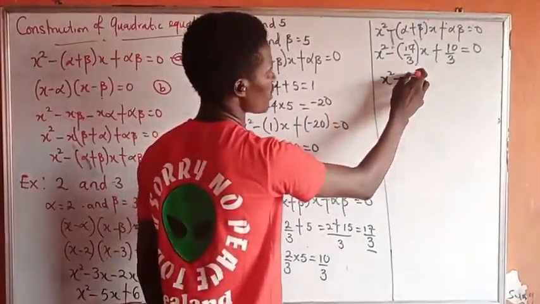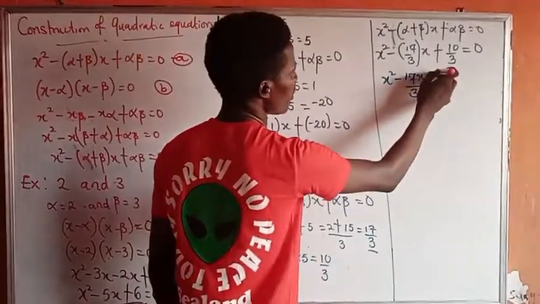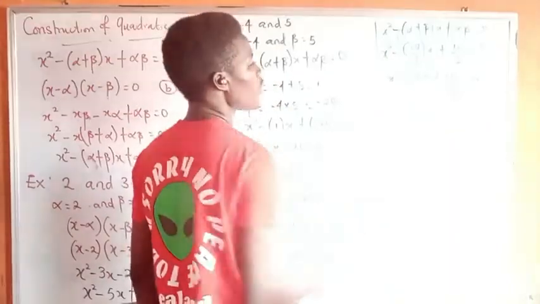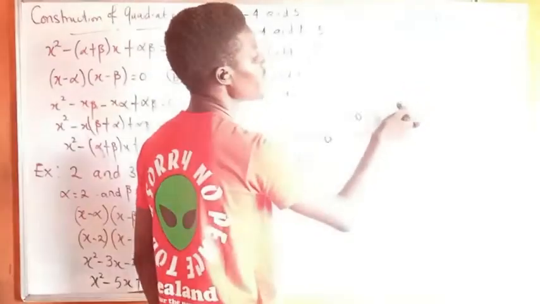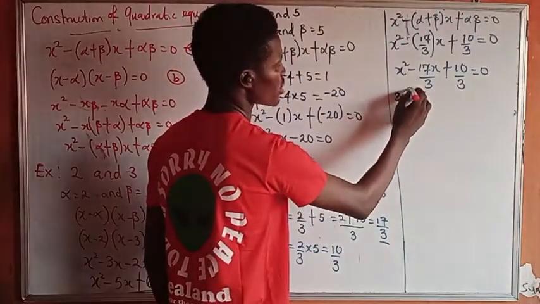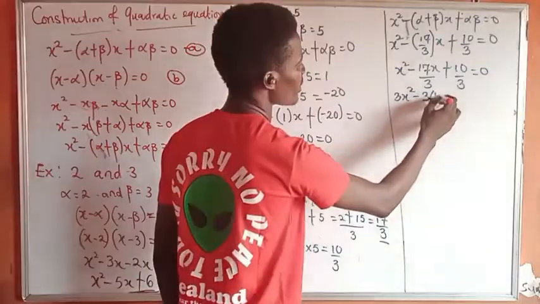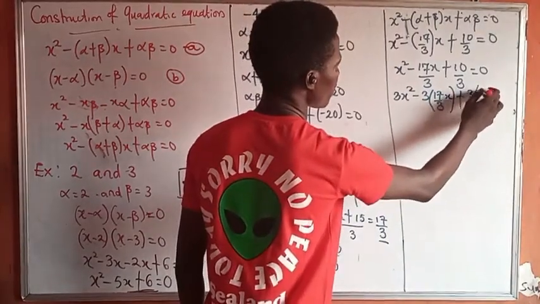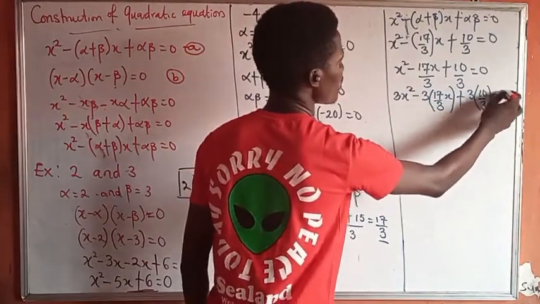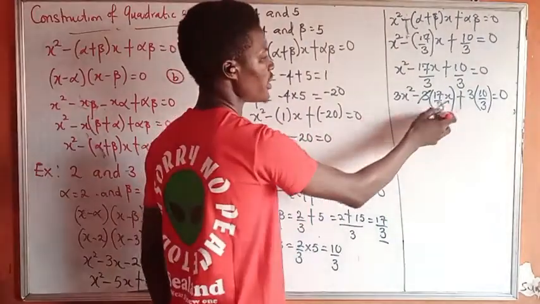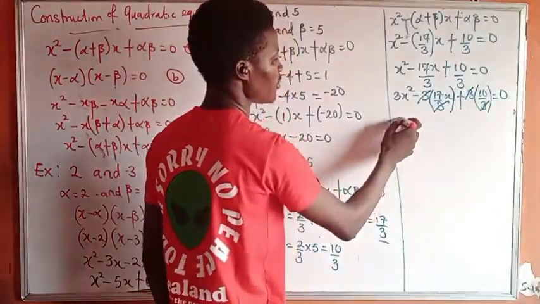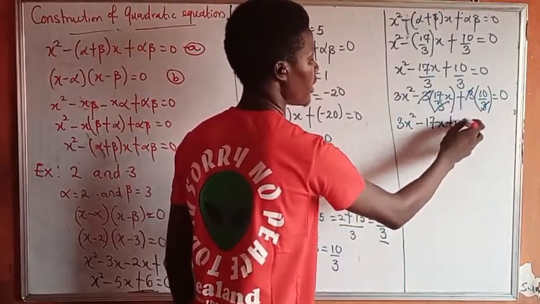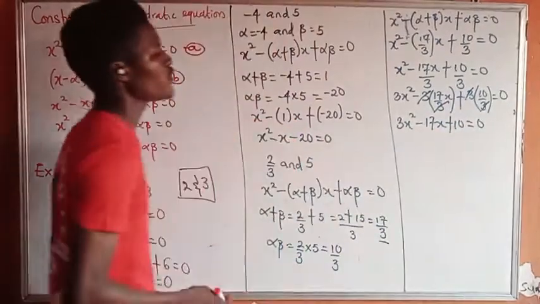x squared minus 17x over 3 plus 10 over 3 equals 0. Having this kind of equation, you multiply through by 3. So multiplying through by 3, you have 3x squared minus 3 open bracket 17x over 3 plus 3 open bracket 10 over 3 equals 0. So 3 will cancel 3, 3 will cancel 3. That will give 3x squared minus 17x plus 10 equals 0. So this is the equation you are going to get.